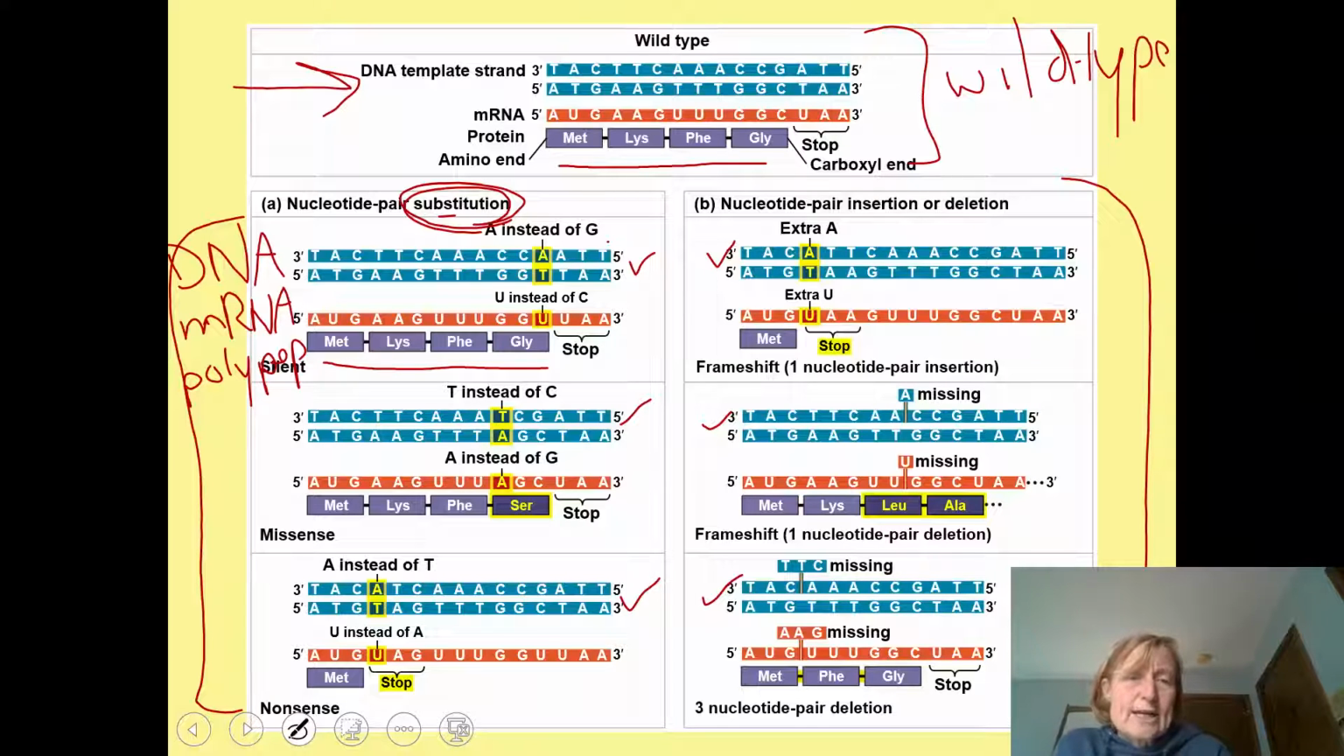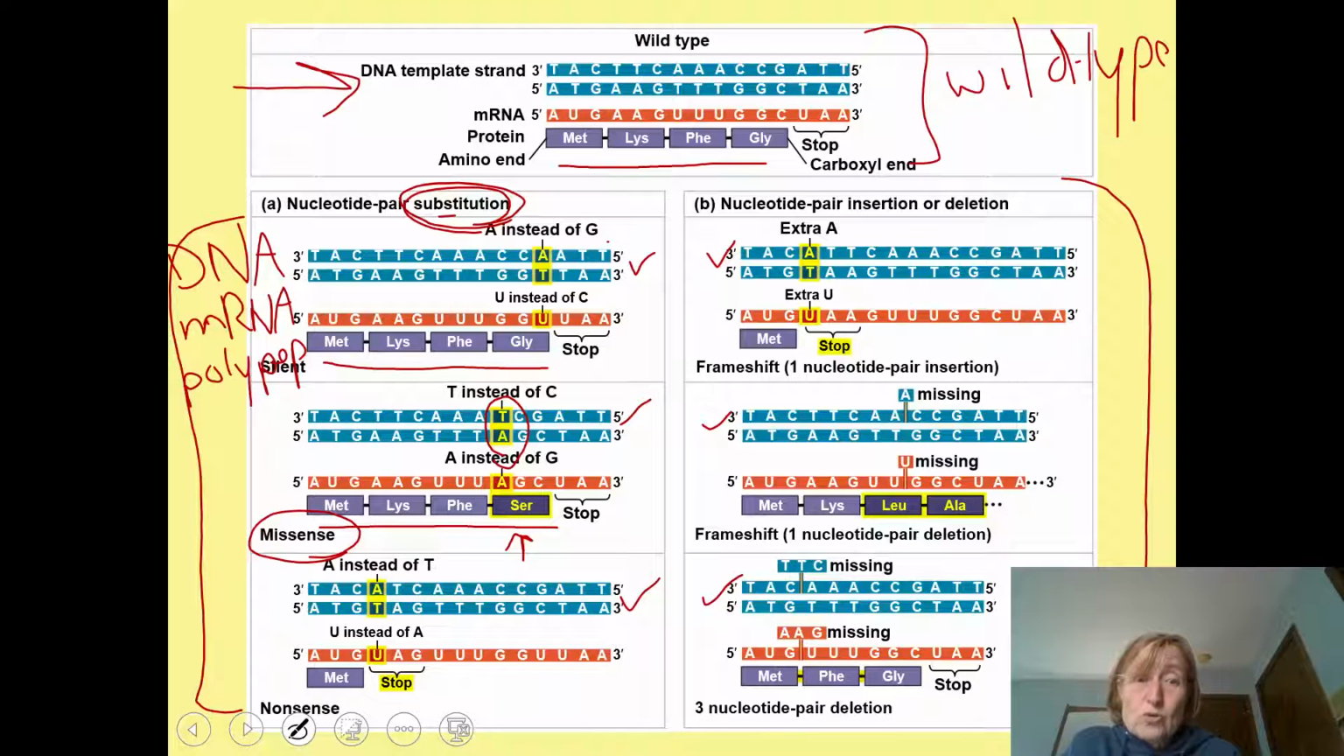But if you make a mistake in a different nucleotide, you could have a change in the amino acid sequence that's produced. Oh, it looks like our 4th amino acid here is different. It's called a missense mutation.